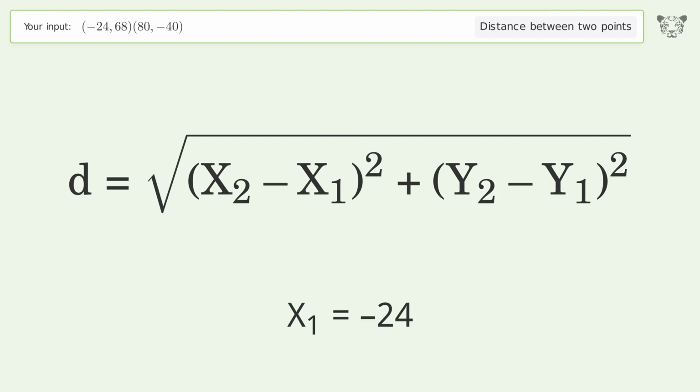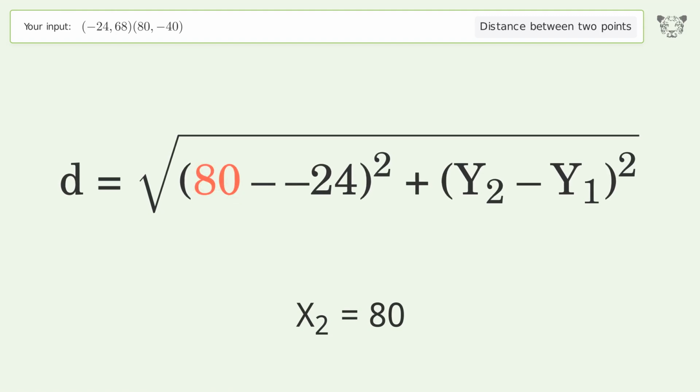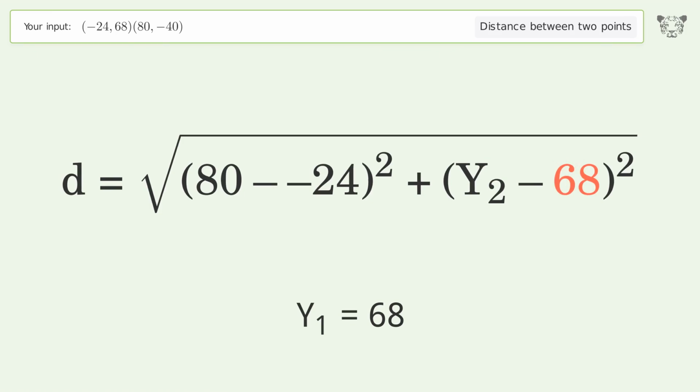x1 equals -24. x2 equals 80. y1 equals 68. y2 equals -40.